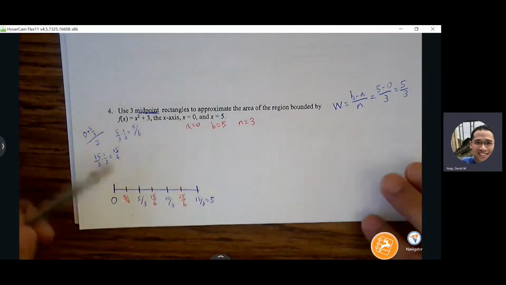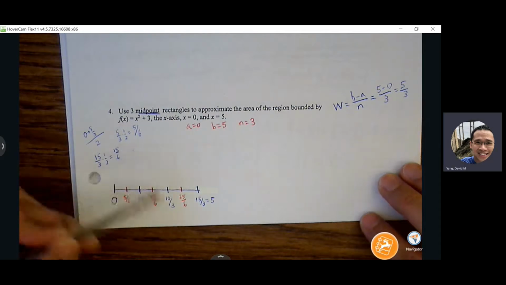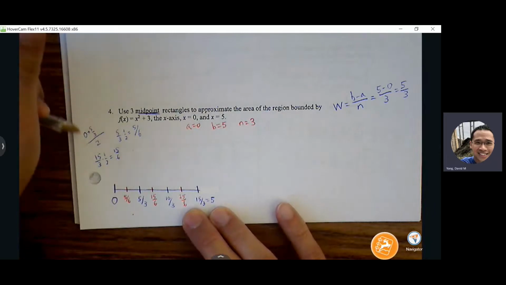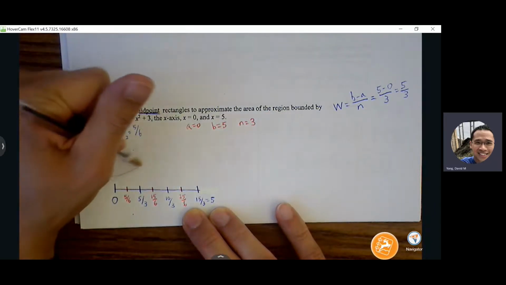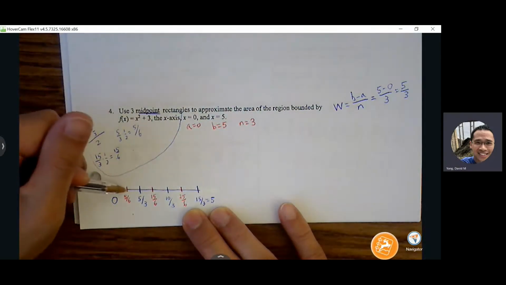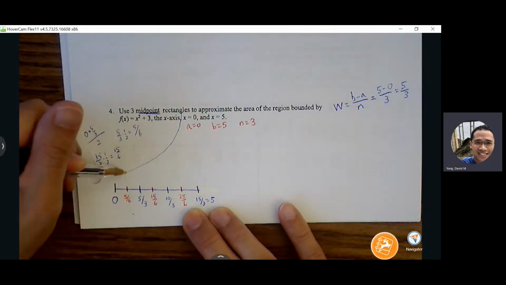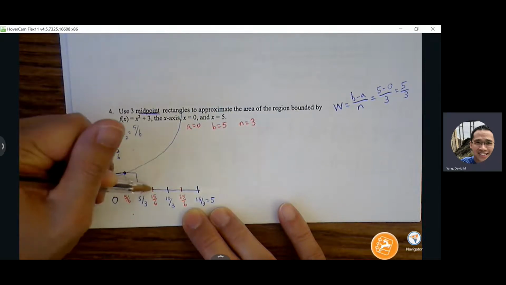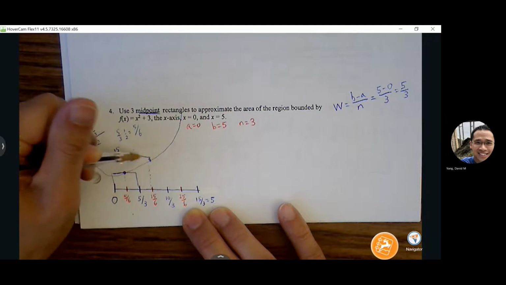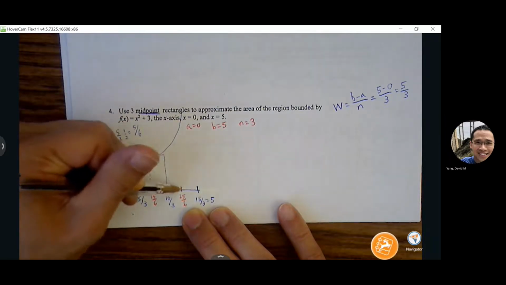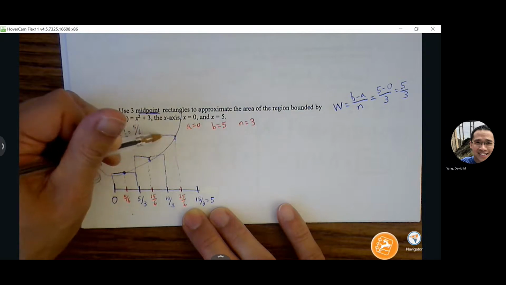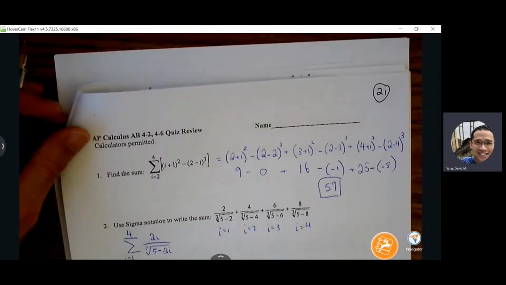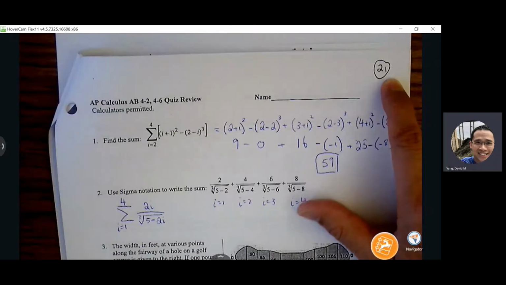Okay, so what we're going to do is attach these points to the graph. We don't have to worry about what the graph looks like. I mean, most likely it's a parabola, so maybe a graph that looks something like this. But we're just going to be attaching these points to the curve and then using that to dictate the height of each rectangle. Okay, guys, we're on page 21 in your 4.2 packet.